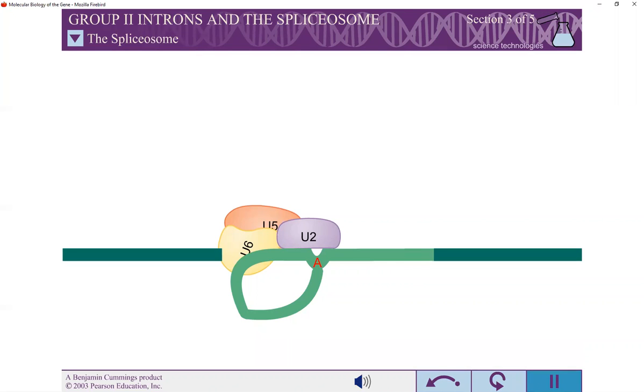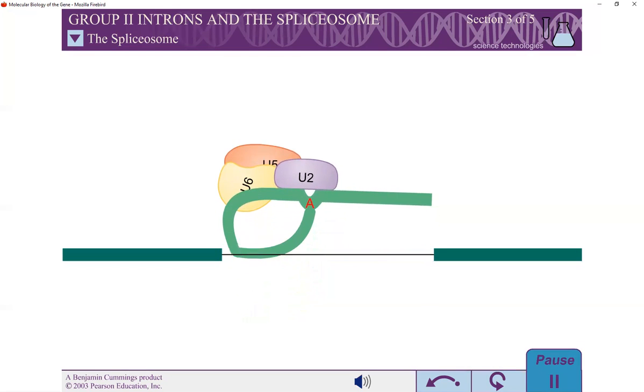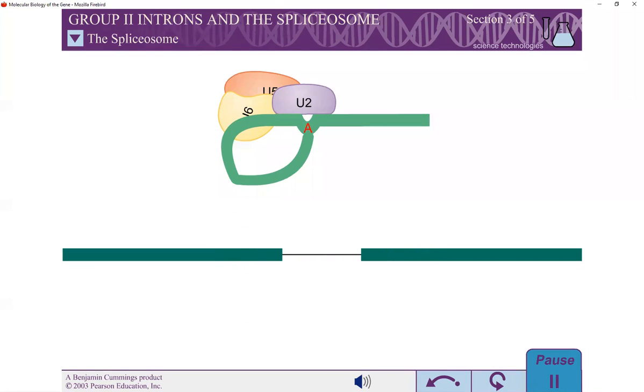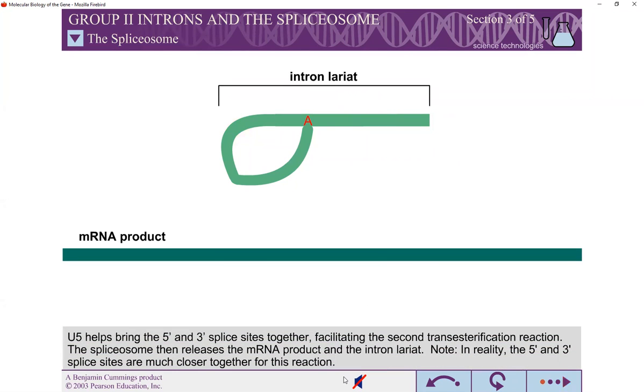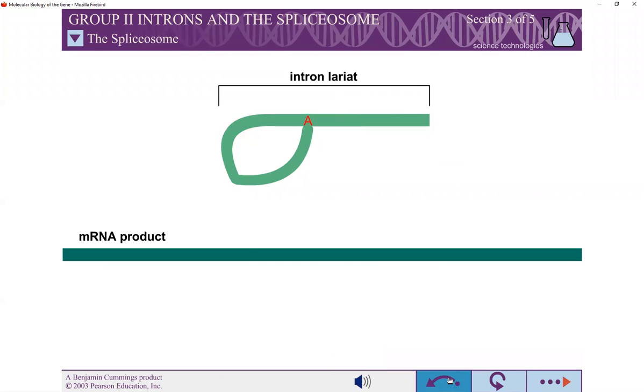Next. U5 helps bring the 5' and 3' splice sites together, facilitating the second transesterification reaction. The spliceosome then releases the mRNA product and the intron lariat. Note, in reality, the 5' and 3' splice sites are much closer together for this reaction. Now the second set of reactions takes place. In the second set of reactions, U5 helps to bring the 5' splice site and the 3' splice site closer to each other. The 5' splice site, which has a guanine, will attack the 3' splice site and lead to the formation of a lariat-like structure that will be removed.